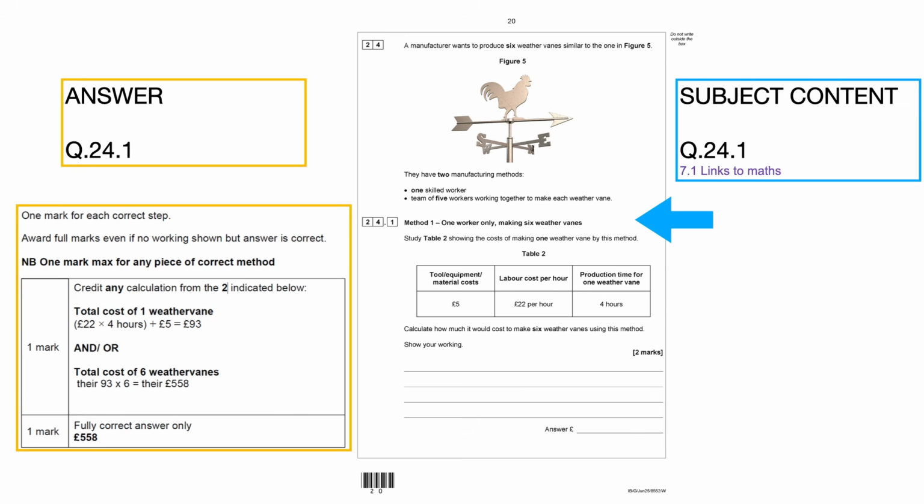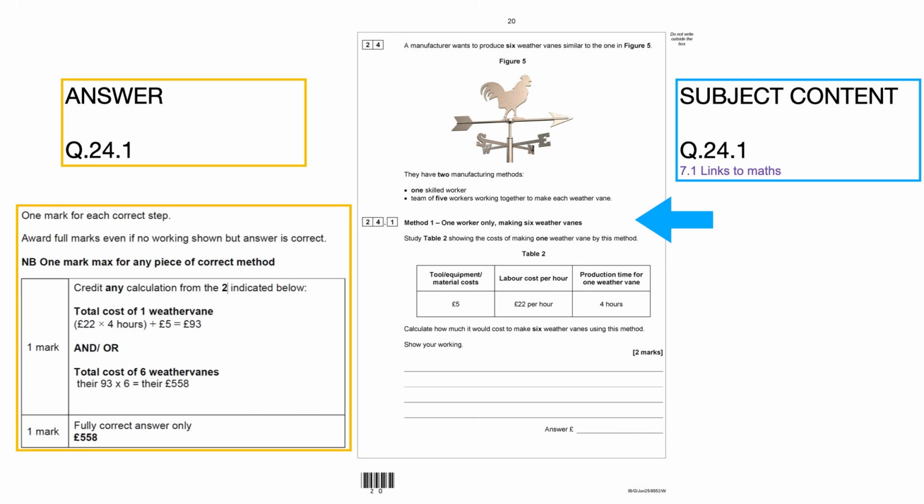Now question 24, a manufacturer wants to produce 6 weather vanes similar to the one in figure 5. They have 2 manufacturing methods, 1 skilled worker and a team of 5 workers working together to make each weather vane. 24.1, method 1 is 1 worker only making 6 weather vanes. So study table 2 and it shows the costs of making 1 weather vane by this method. So the tools, equipment and material costs are £5. Labour costs are £22 per hour. And the production time for 1 weather vane is 4 hours.